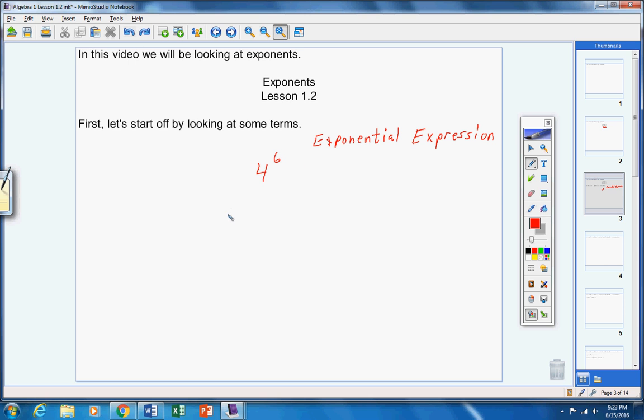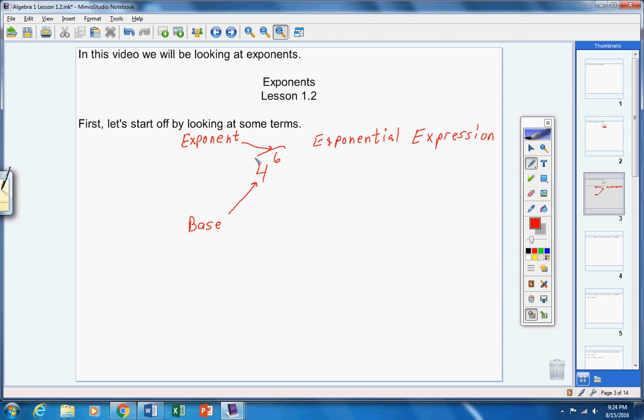Now, this 4 right here is called the base. Please make note of that in your notes. You must know that. When I'm talking about a certain expression and I say, look at the base, you have to know what I'm talking about. This number right here is called the base, okay? Now this number right here is called the exponent. Now probably most of this, if not all of this, is review. But I still want you to take notes on this and write this all down.